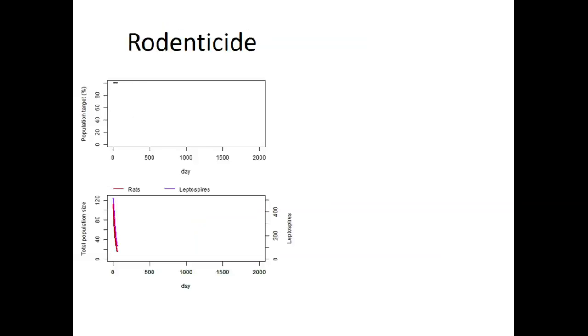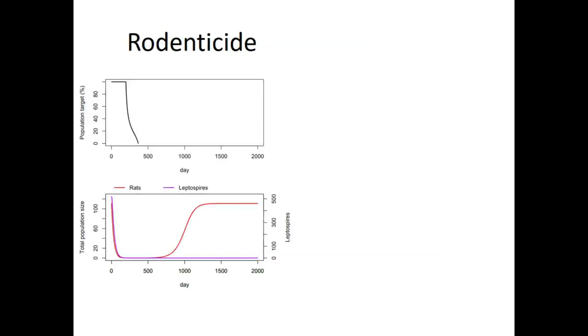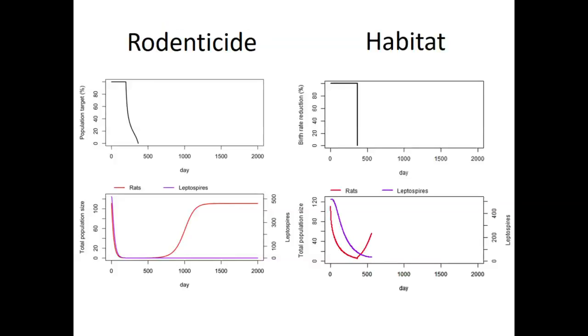But eventually, after you stop applying rodenticide, the number of rodents increases back up to its carrying capacity and does so fairly quickly, but the number of leptospires stays at a very low level. So if we compare this to applying habitat management for a year, what you see is you have to reduce the birth rate by 100% for the entire year. And even if you achieve that reduction, you have a slower effect on the number of rats and leptospires, and the number of rats increases back up to its carrying capacity much quicker. And additionally, the number of leptospires increases back up to its carrying capacity.